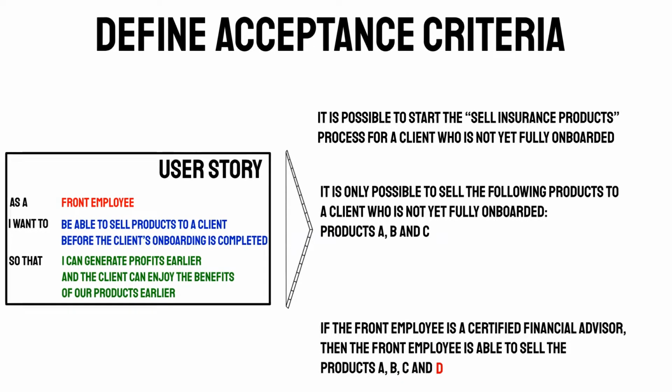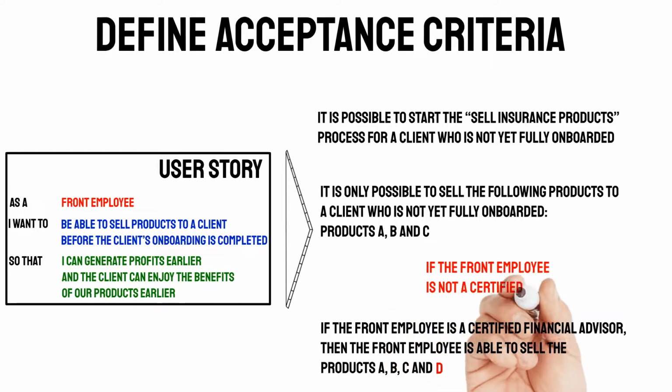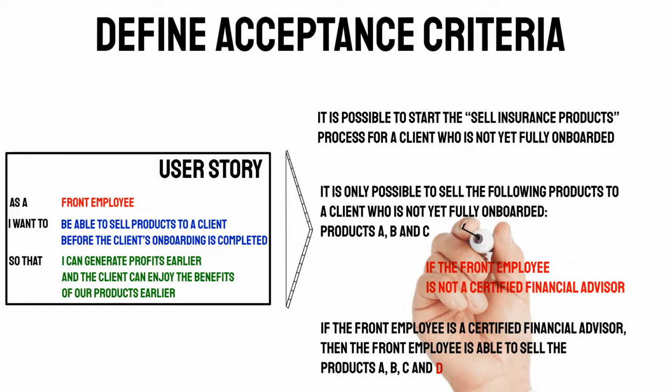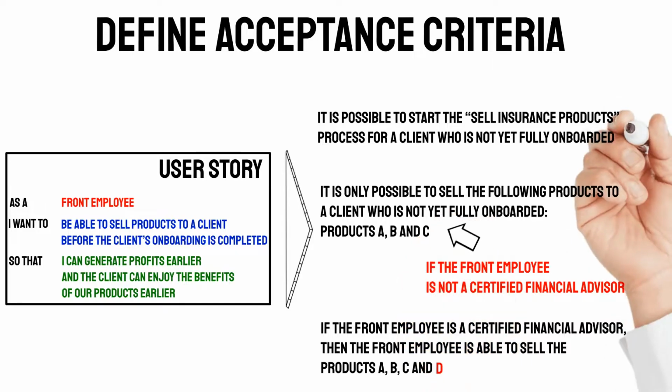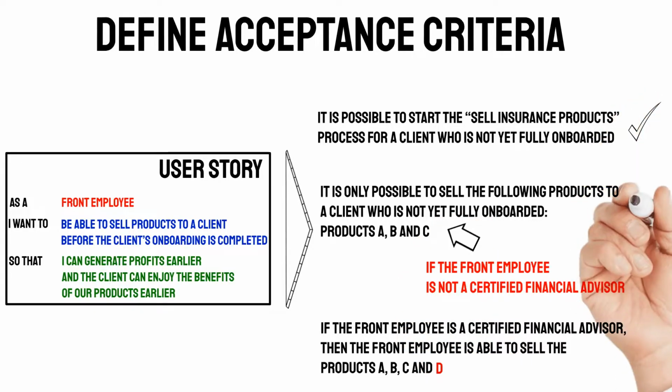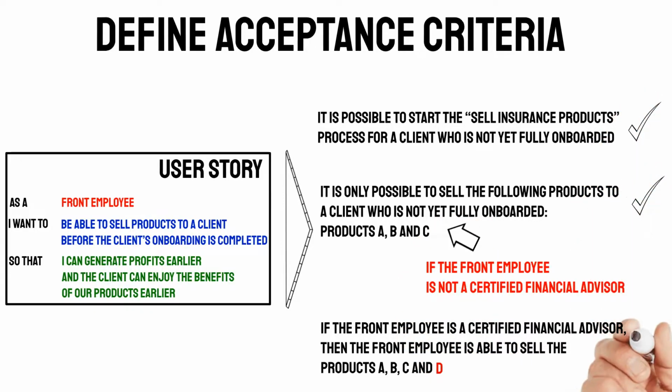Now, if you have a look at acceptance criteria 3, it states if the front employee is a certified financial advisor, then we can sell product A to D. And the second acceptance criteria is not incorporating any condition, like if it's a financial advisor or not. So that is a missing requirement. So we can directly insert this to say, if the front employee is not a certified financial advisor, then it's only product A, B, and C. Alright, so now we have defined the business need, the user story, and acceptance criteria.